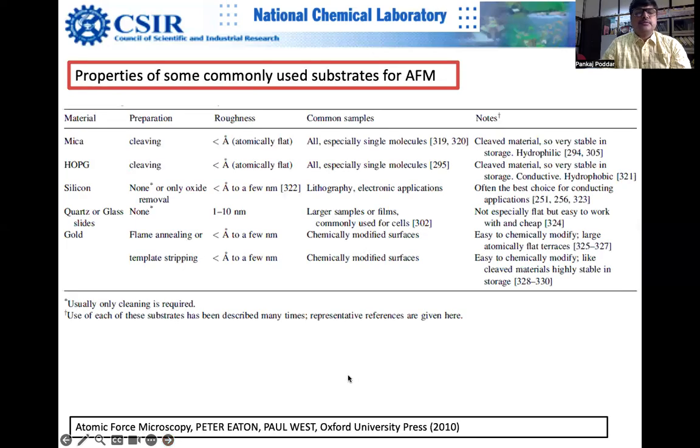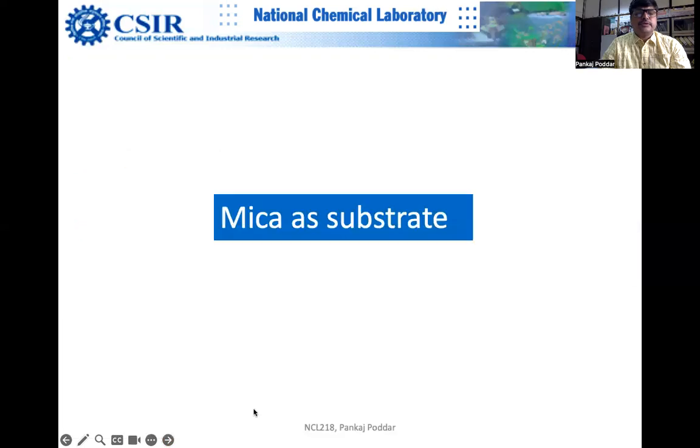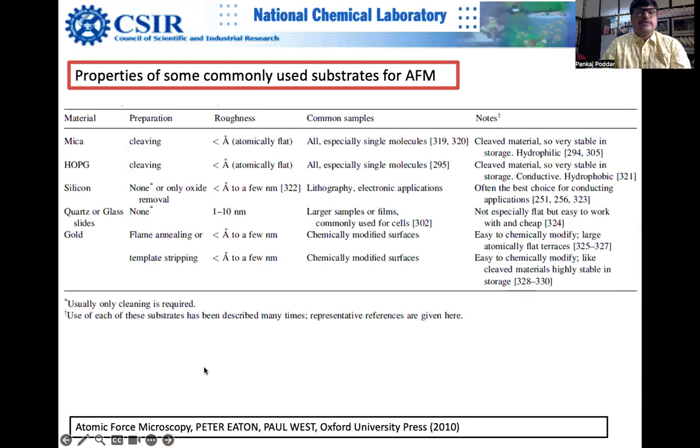So here is a table which I have taken from Eaton West, the famous book on atomic force microscopy. You can see in this table that mica, you can prepare this substrate by cleaving, and it is atomically flat. You can find angstrom level flatness. Common samples, almost all, especially single molecules.